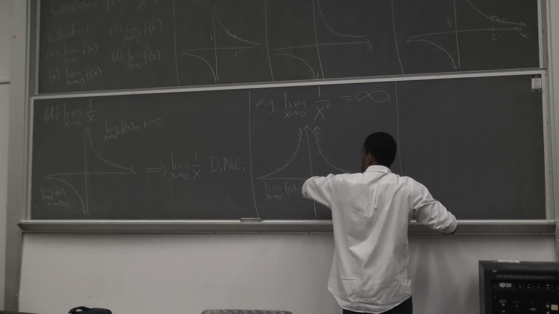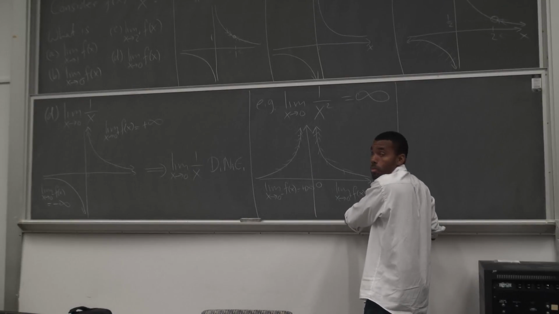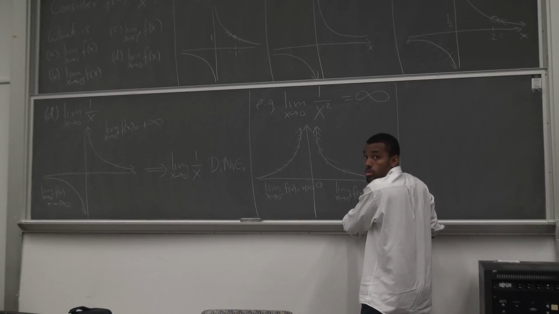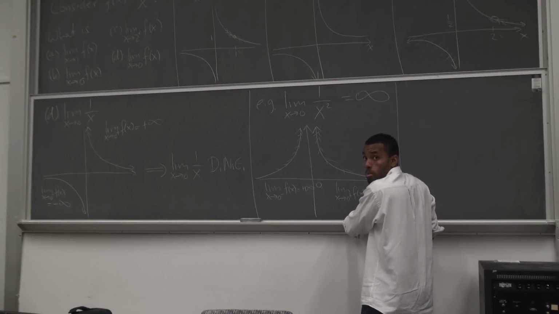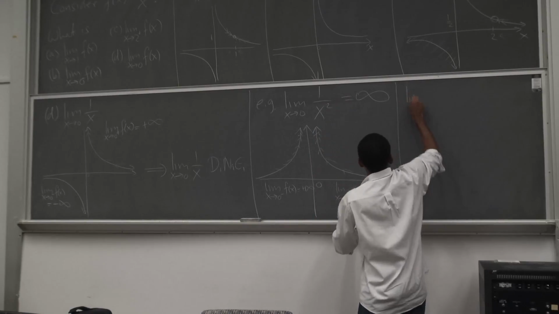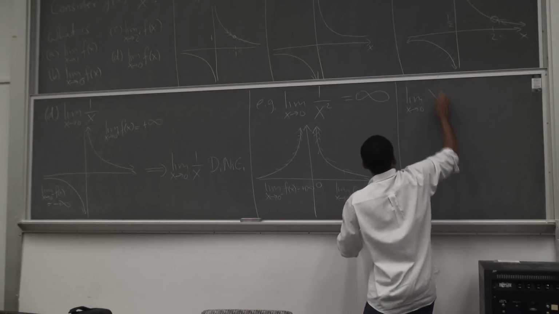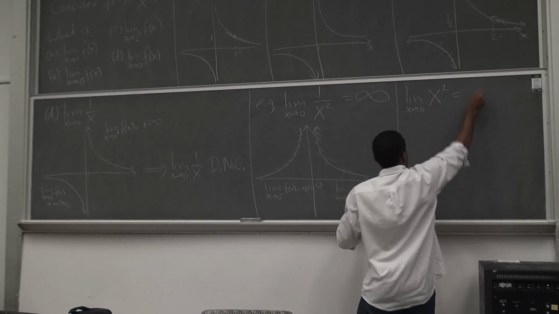So what if it was x squared, would it still be the same answer? Not 1 over x squared, just x squared. Like the limit as x approaches 0 of x squared? What would that be? That's actually 0.